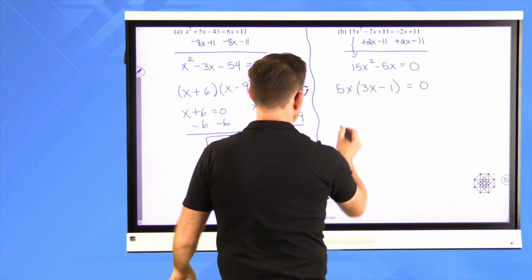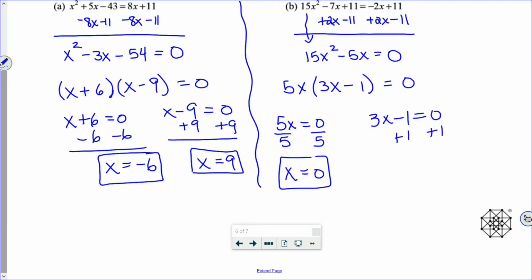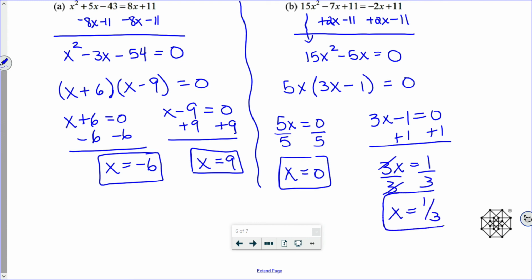Give myself just a bit more room, so I'm going to take this factor, set it equal to 0. I'm going to take this factor and set it equal to 0. Here I need to divide both sides by 5. 0 divided by any number except for 0 is 0. And 3x minus 1 is going to be easy enough. I'll add 1 to both sides. That'll give me 3x is equal to 1. Divide both sides by 3. And x is equal to 1/3. Way down here, but it is equal to 1/3.